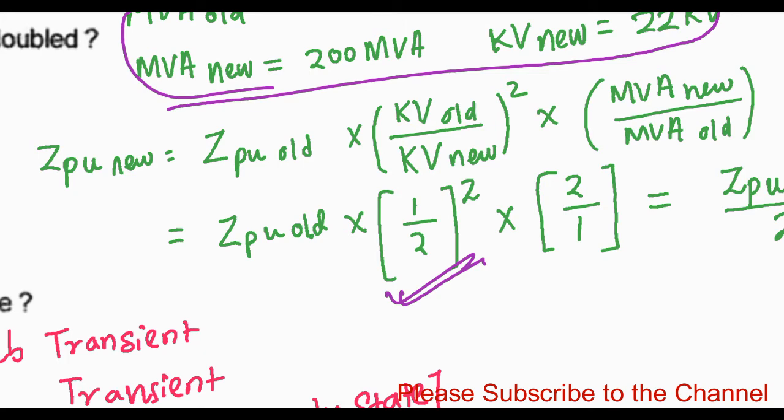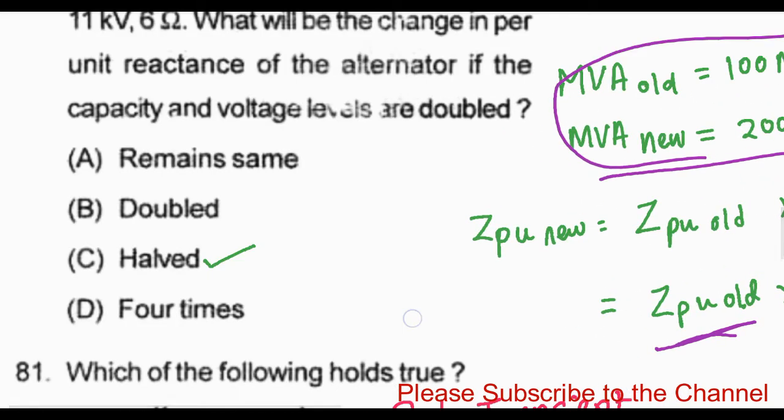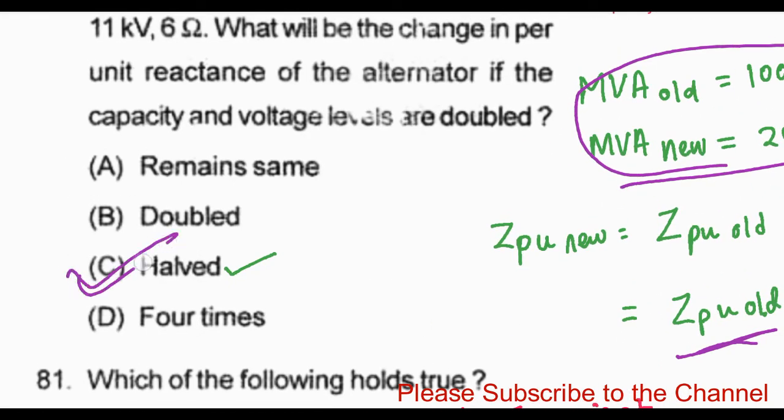So this will be Z per unit old into 1 by 2, so Z per unit will be halved. That is, the per unit reactance of the alternator will be halved.